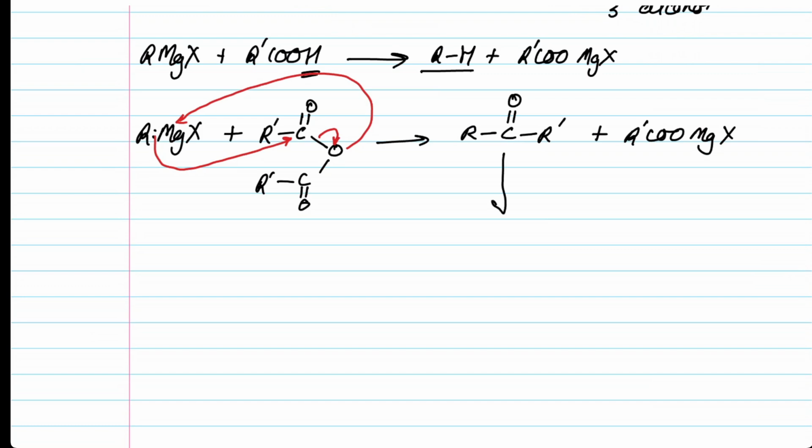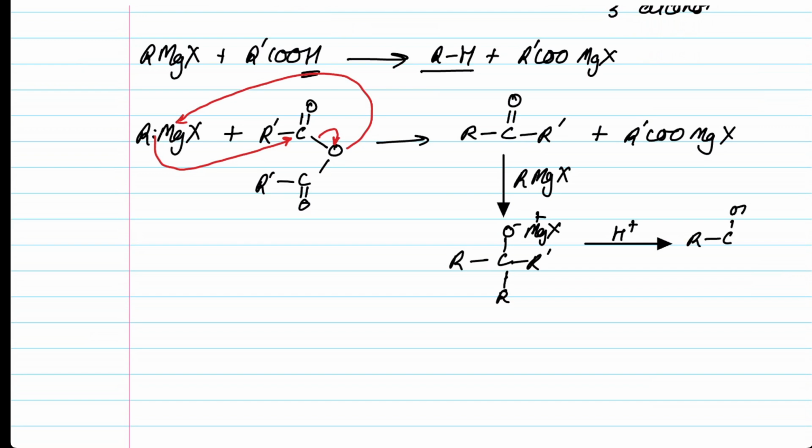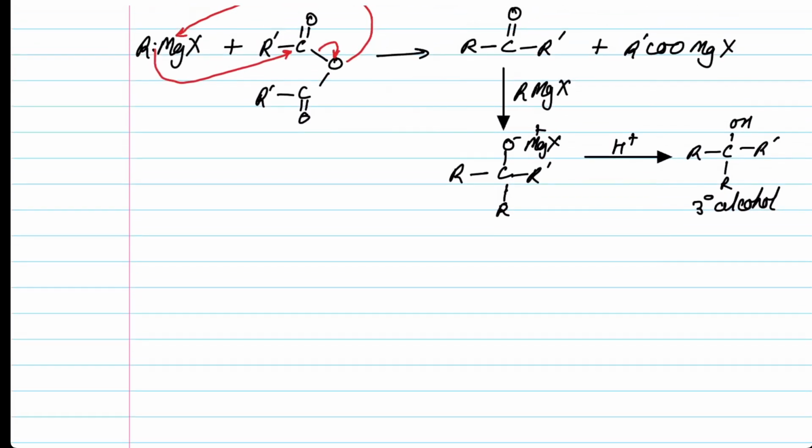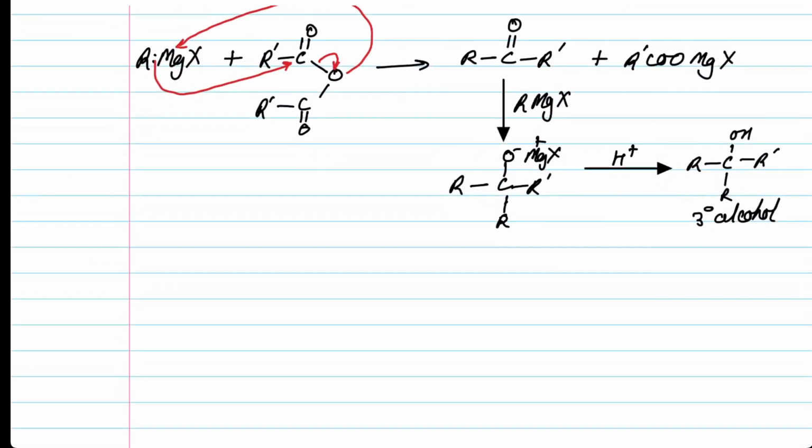This ketone can further react with the Grignard reagent. If the ketone reacts with Grignard reagent, then we get R, C, O minus MgX plus R and R dash, which on acidification would give us R, C, OH, R dash, R. So this is a 3-degree alcohol. A 3-degree alcohol is formed in this particular reaction. And this is the reaction with the anhydride.